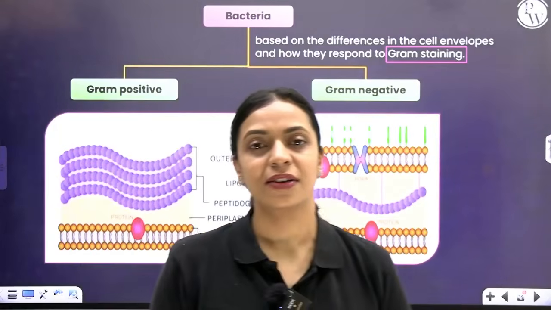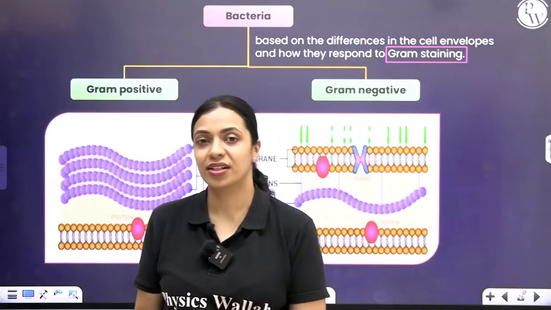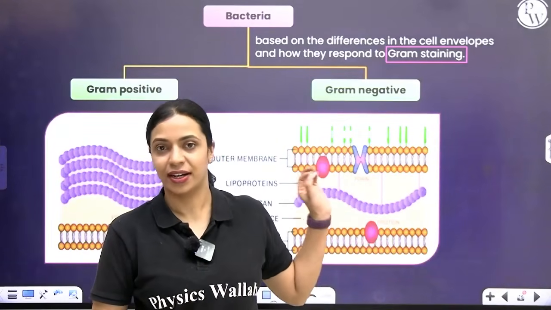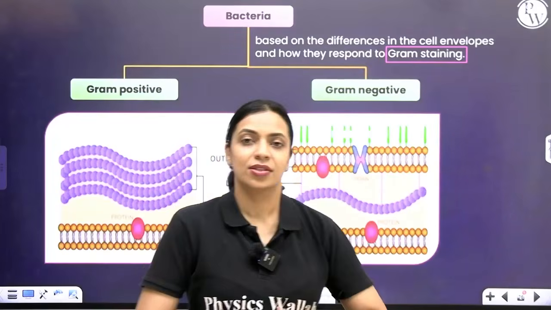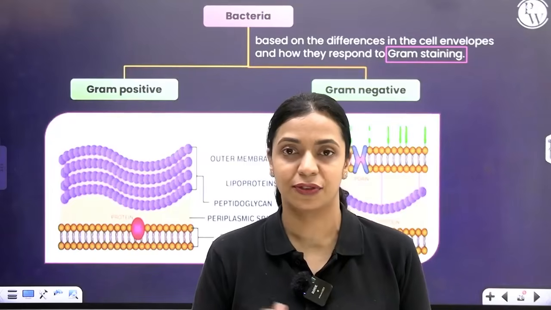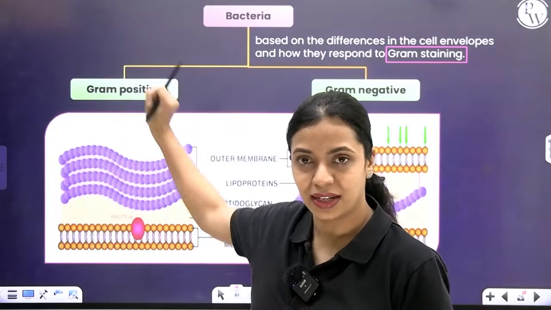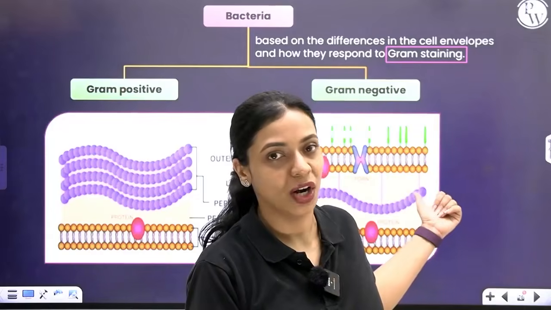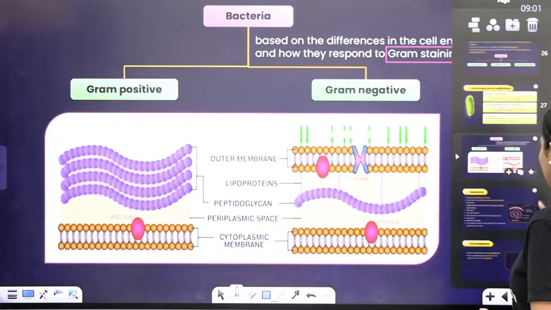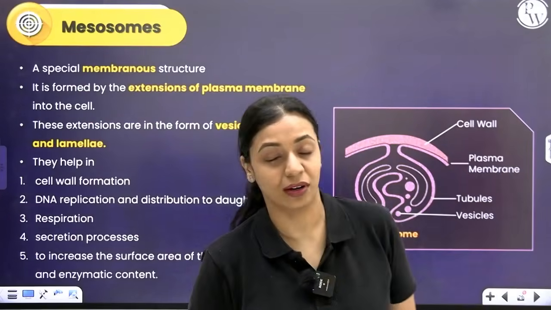In gram-positive, peptidoglycan is thick, gram-negative peptidoglycan is thin. Gram-positive doesn't have an additional outer membrane, while gram-negative does. Because of these structural differences, whenever gram staining is done, this will retain the gram stain, and that's why we call it gram-positive. This will not retain it, that's why we call it gram-negative. Now let's talk about some membranous structures that we find in bacteria.